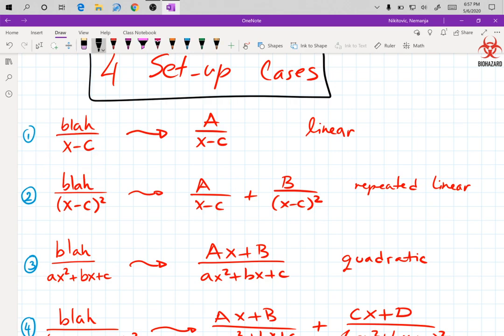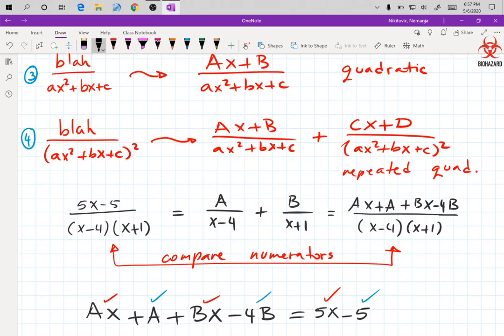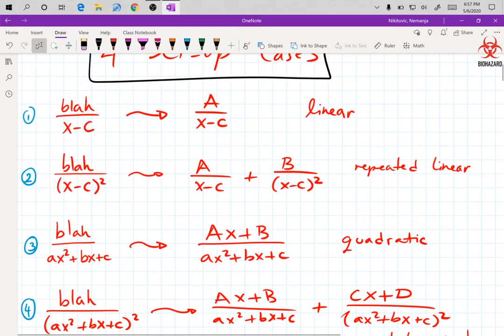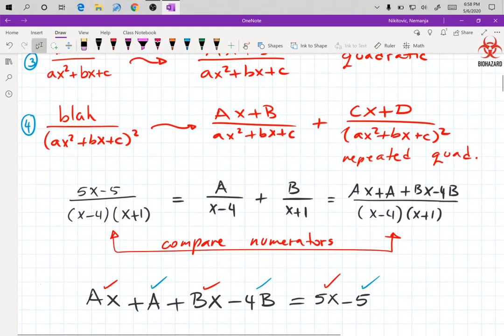Why did I use blah? Because we don't care what's on top, right? We just know that these are linear factors. So the setup is a constant divided by the same linear factor from the left. So you can see that I copied x minus 4 and I put A on top, and then x plus 1, and now I'm using B because it's still a linear factor. So I am going to use the next available constant, which is B.